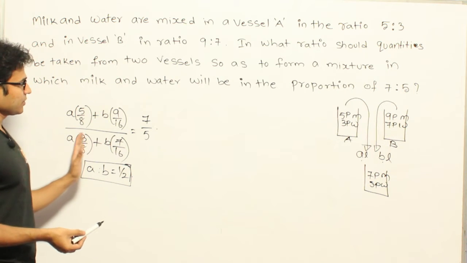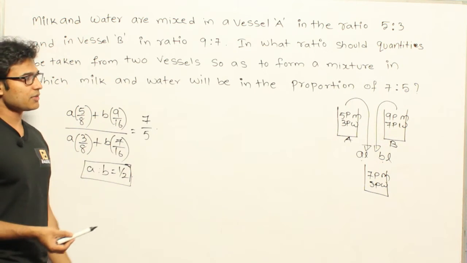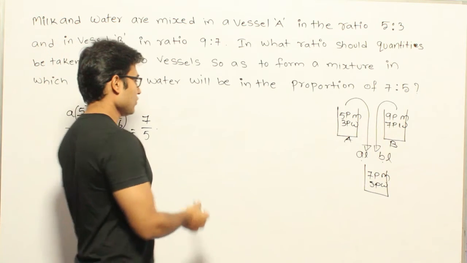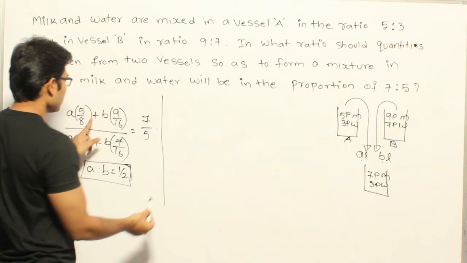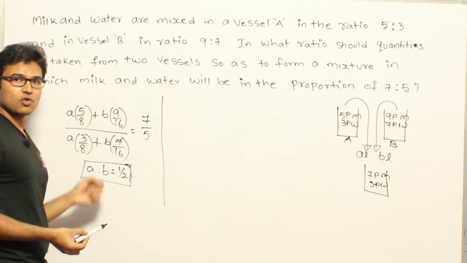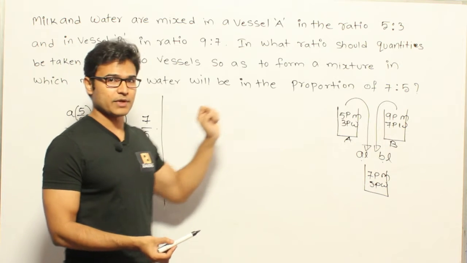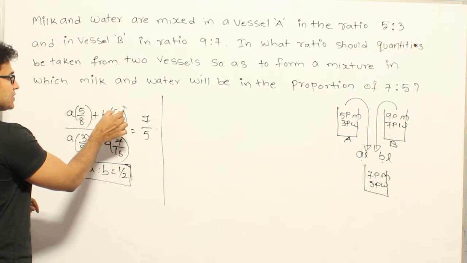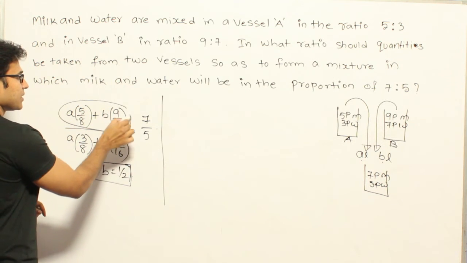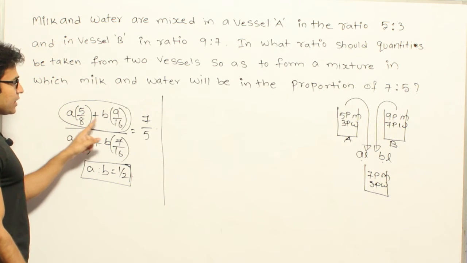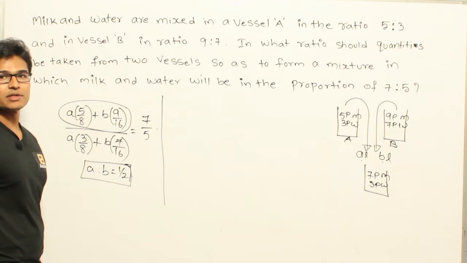So if you remember that this model can be solved with the alligation formula type, then instead of talking about both milk and water, you can go with the percentage of milk present in both of them, right? See, if this is the milk which is going to be present in a mixture containing A plus B liters, then what is the percentage of milk?